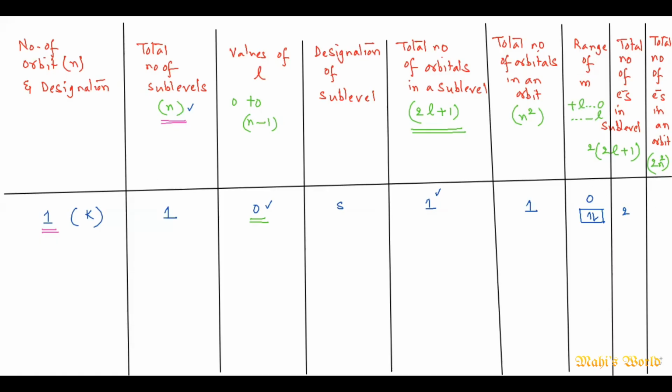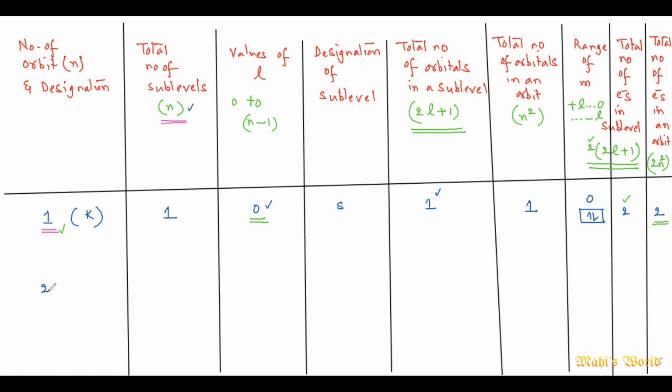Now even in the total orbit, only 2 can be accommodated. You can check out the formula. In this case, it is 2 of 2 into 0 plus 1. So 2 into 0 is 0, plus 1 is 1, 2 into 1, and you get 2. And if you want the total number of electrons in an orbit, it will be 2n square. The value of n is 1, so 2 into 1 square is 2. So this is how you can give all the things in a proper way. So this is for the first orbit.